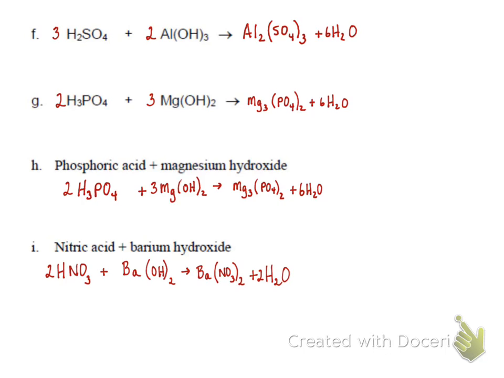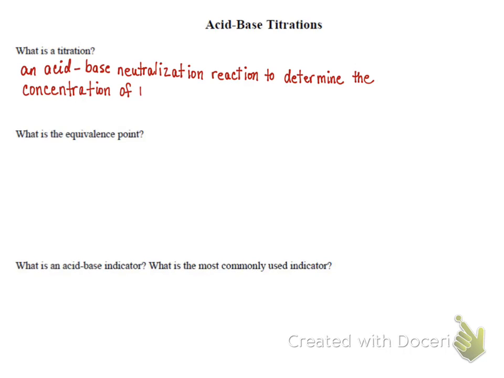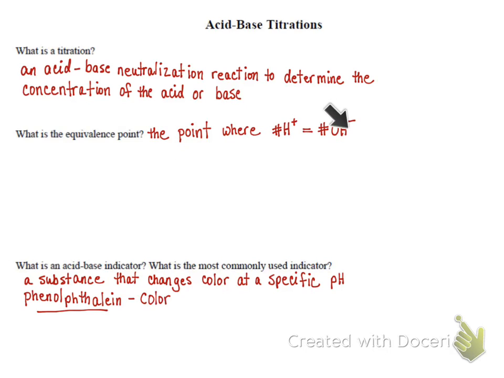Okay, so the reason why we do titrations is it's an acid-base neutralization reaction with two aqueous solutions, and it's done in order to determine the concentration of one of the solutions, the acid or the base. We're going to use the equivalence point, which is the point where the number of protons is equal to the number of hydroxides, and we know when they are equal because we use something called an indicator, an acid-base indicator, and it is a substance that's going to change color at a very specific pH.